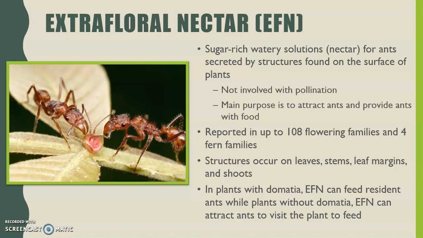It has been reported in up to 108 flowering families and 4 fern families. In plants with domatia, this nectar can provide resident ants with food, while in plants without domatia, the nectar can attract ants to visit the plant for food, so they can get the ants to come to them that way.